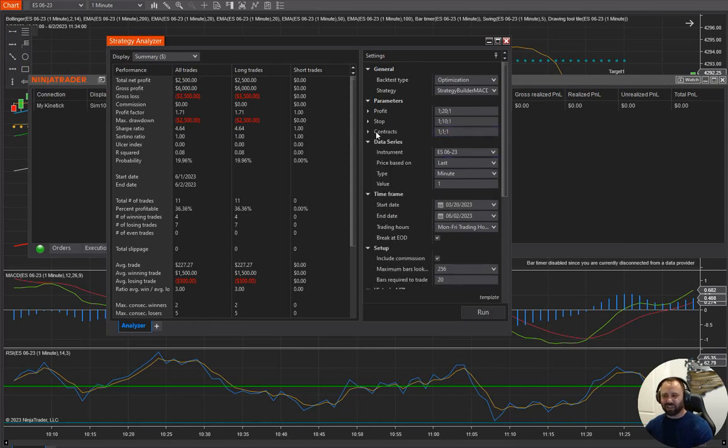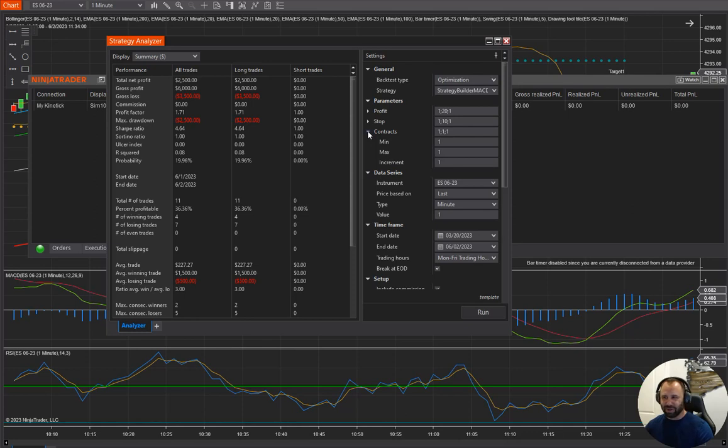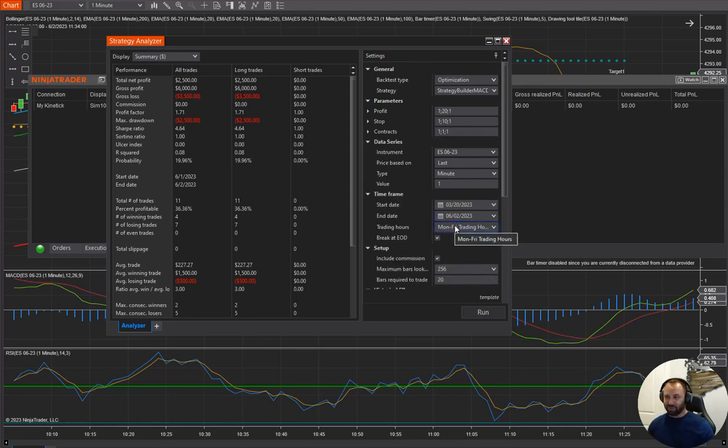We're not going to worry about contracts. Contracts are a little bit irrelevant. It's just a multiplier, really. So if we had $100 of profit with one contract, well, we know that with 2 contracts it would be 200, and so on and so forth. And your losses would be multiplied the same.